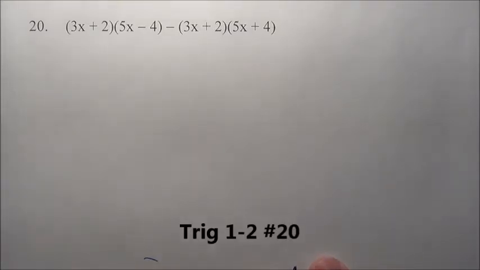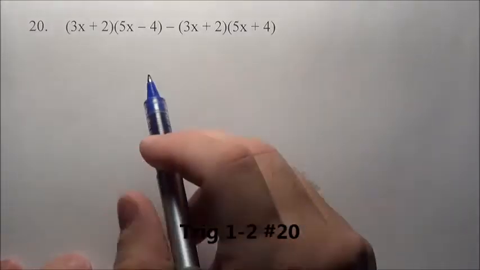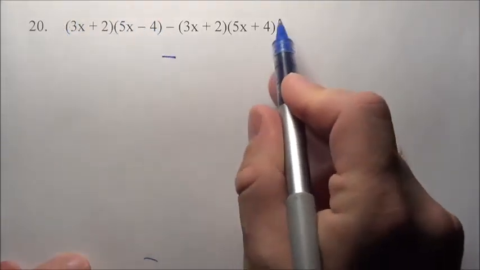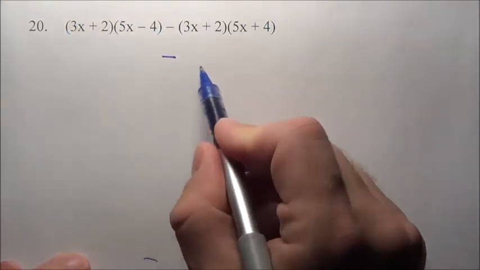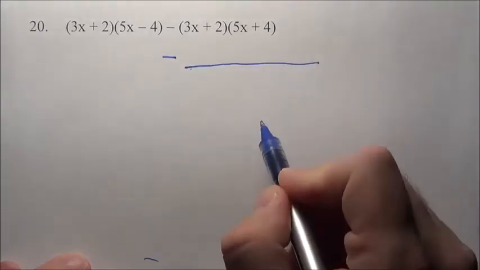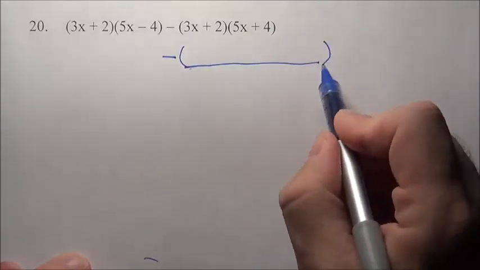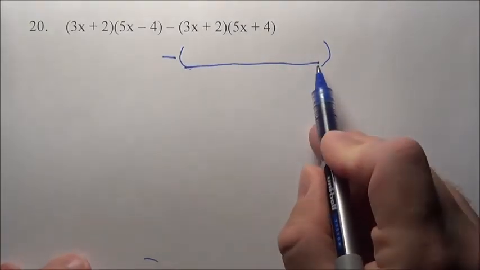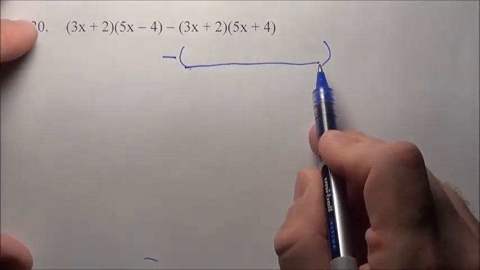Here's problem 20. It's one that is commonly messed up, and the reason is you're subtracting here. You have to do all this multiplication, then subtract all this stuff. You have to remember you're subtracting the entire bit you have here, so you're going to have some parentheses around it, and then you're going to have to distribute the subtraction sign through. That's the biggest mistake that occurs here.